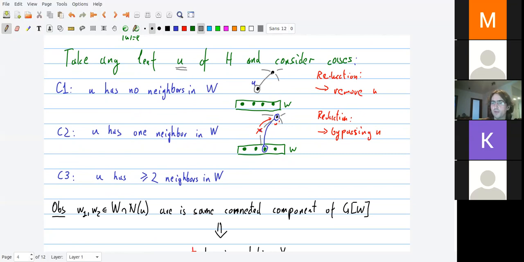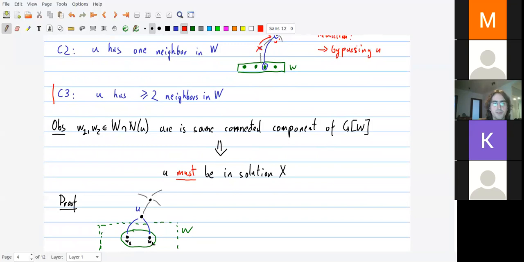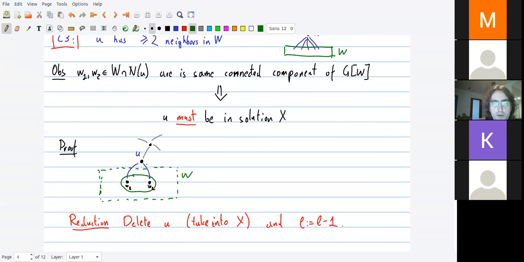So now we are at the interesting case, the remaining case, where my vertex U has more than one neighbor in W. So the situation is like that: I've got my vertex U here, I've got maybe one, maybe zero neighbors in H, and here I've got two or more neighbors in W. Good. So the main observation is the following. Imagine that this vertex U has two neighbors, say W1 and W2, in W, such that in the graph induced by W, they are in the same connected component. So in the graph induced by the set W in G, these neighbors are connected. Then I claim that U must be included in my solution X that I'm looking for. And the proof is really simple.